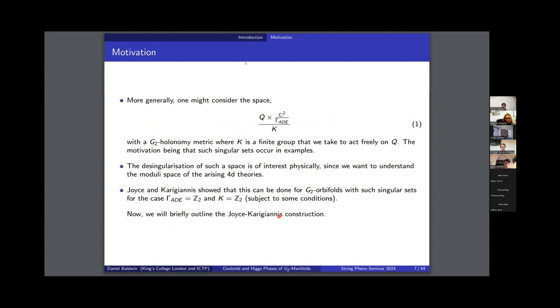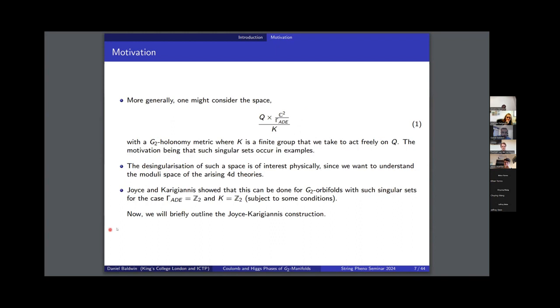But more generally, we might consider some space Q times an ADE singularity modulo some finite group K with some G2 holonomy metric on it, where K here acts freely on Q so that we don't get any extra singularities. And these sorts of singular sets occur in examples of G2 orbifolds. And the desingularization of such a space is interesting physically because we want to understand the whole moduli space of our arising 4D gauge theory. And as we move around this moduli space geometrically, this corresponds to singularities either appearing or being resolved.